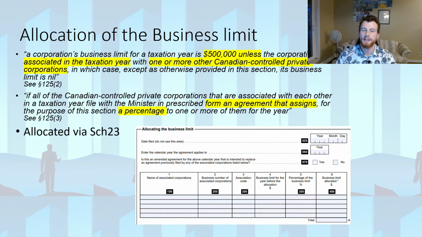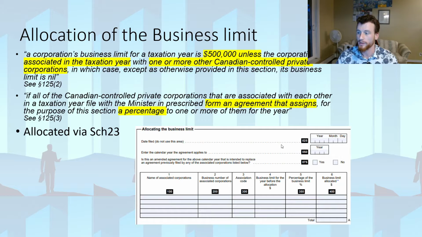The business limit has to be allocated amongst any corporation that is associated. The broadest way to think about it is one person is allocated $500,000 to be allocated to the corporations that they are in control of. If they own multiple corporations, then they have to allocate this however they see fit.